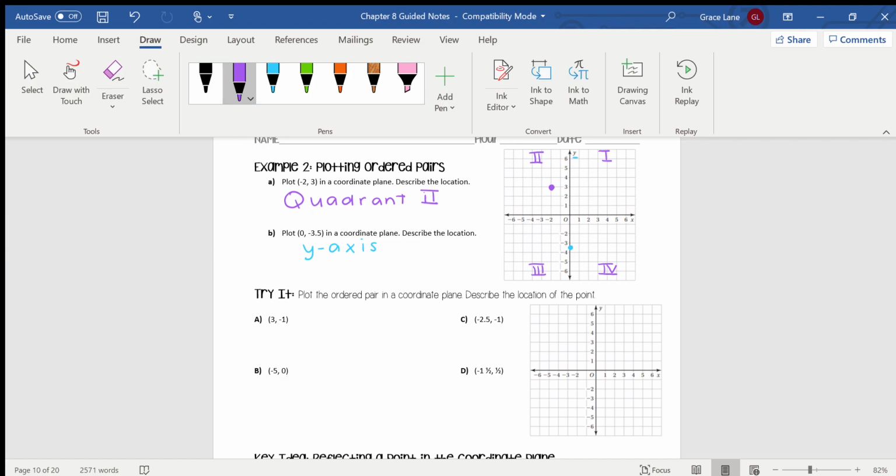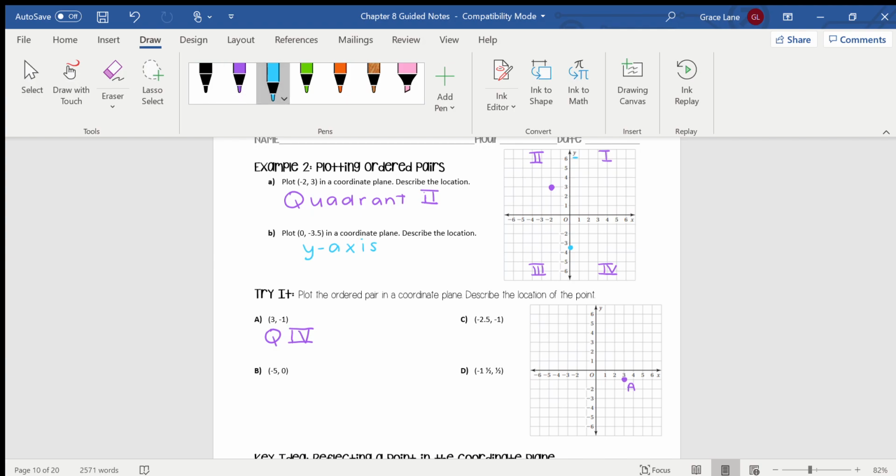Okay, I'm going to do this in purple. (3, -1). So over 3 and down to -1 is right here. That is point A. That is in quadrant 4. And you can also abbreviate by putting Q4.